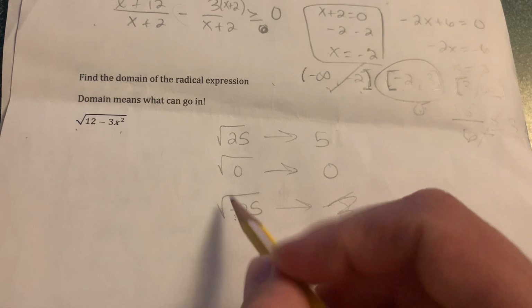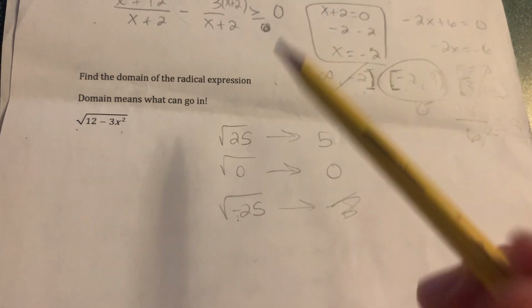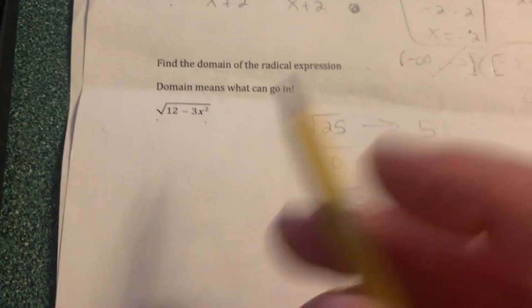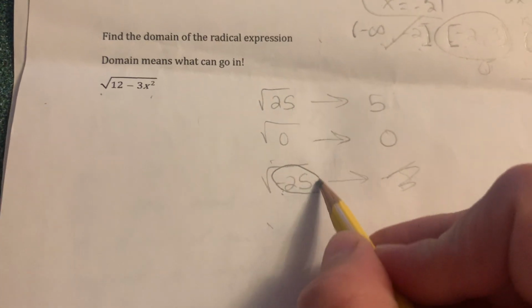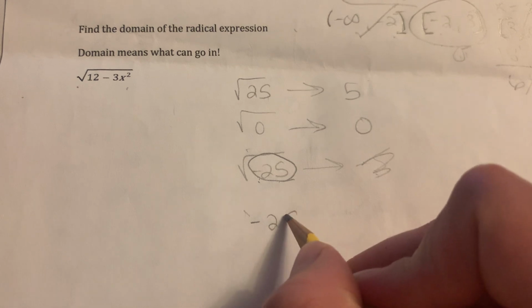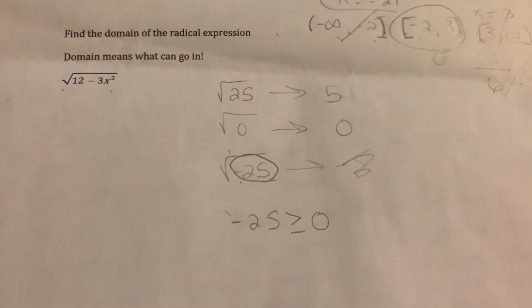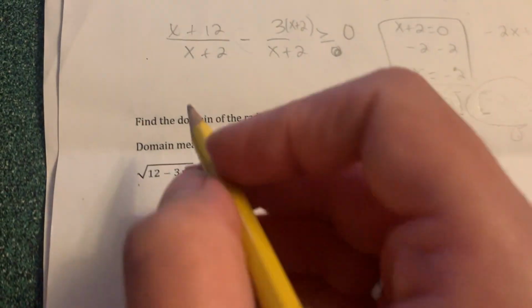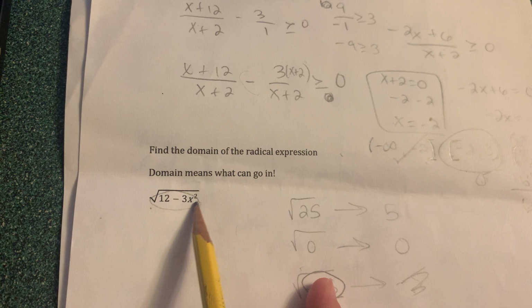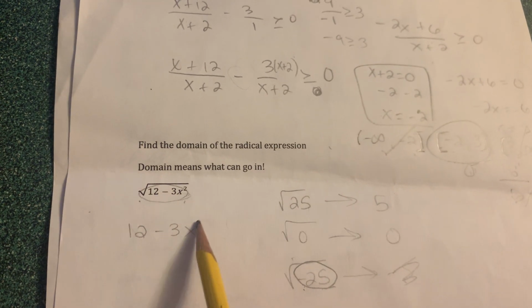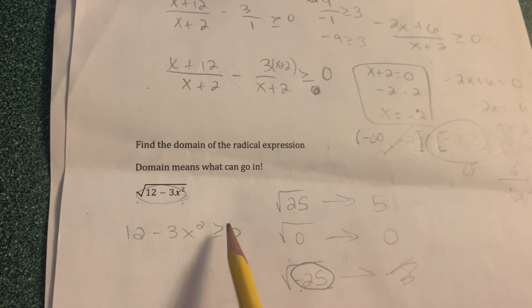So whenever I try to find the domain, I'm like, do positives work? Does 0 work? Does negatives work? I kind of ask myself that. So this has to be positive. So it's called the radicand. The radicand has to be greater than or equal to 0. So same thing here. When we find the domain, we're saying, hey, this has got to be greater than or equal to 0.